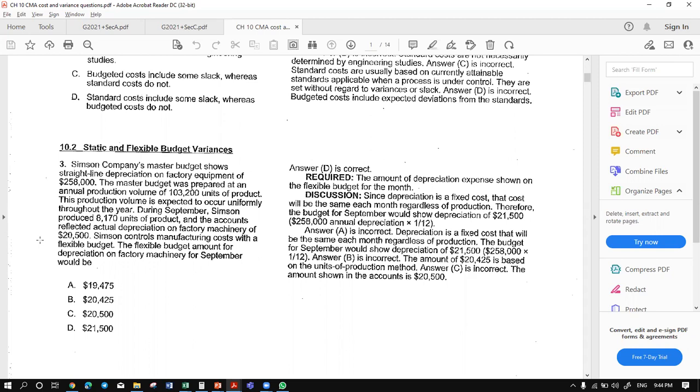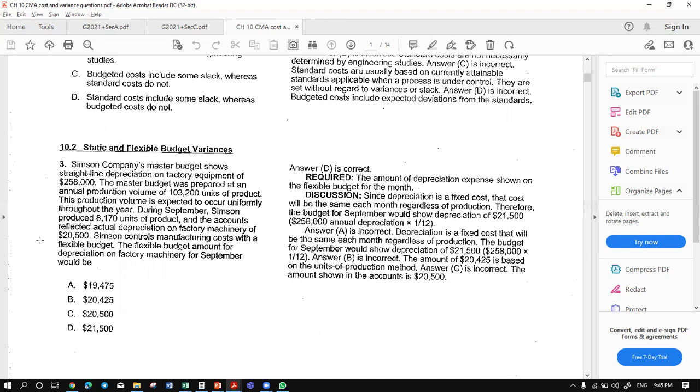During September, Simpson produced 8,170 units of product. So how many units did they produce? Simpson produced 8,170 units, and the accounts reflected actual depreciation on factory machinery of 20,500. Right, so this is monthly. This is only the September value. Remember, during September they produced 8,170, and the actual depreciation on factory equipment was only for September. It was 20,500. Simpson controls manufacturing cost with a flexible budget.